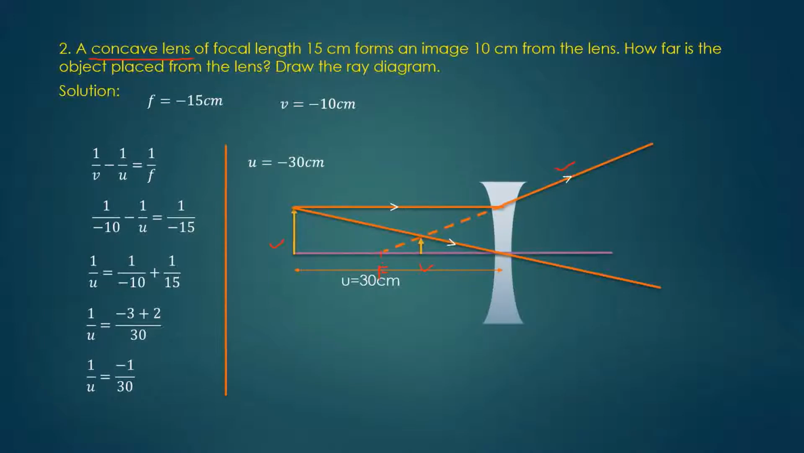Now here U is negative because we measure distance from optical center. Incident ray is along this direction and distance is measured from the optical center against the incident ray, so it will be negative. So U is minus 30 centimeter.